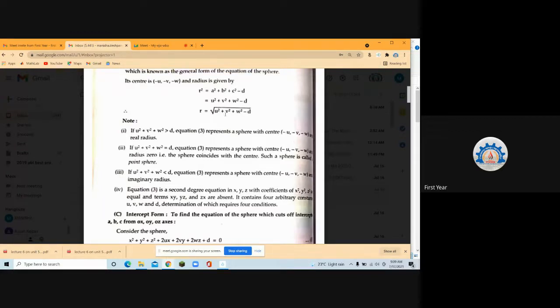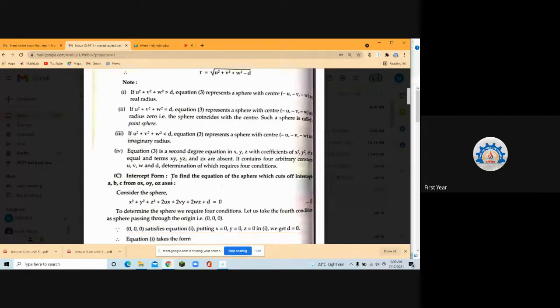So if this term inside the square root is negative, r is imaginary. So you'll get the radius to be imaginary, then such a sphere cannot be drawn. Okay, imaginary sphere it is called.